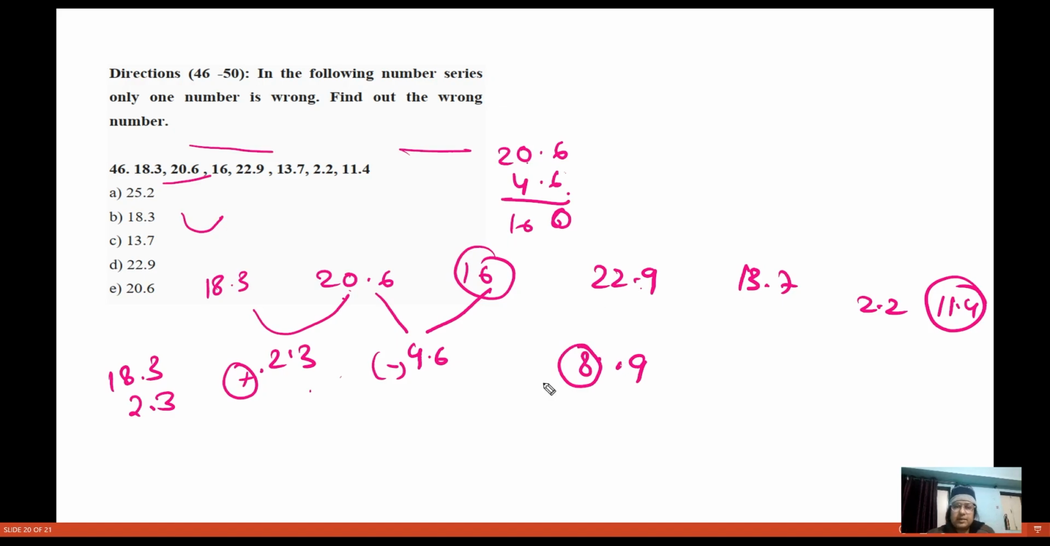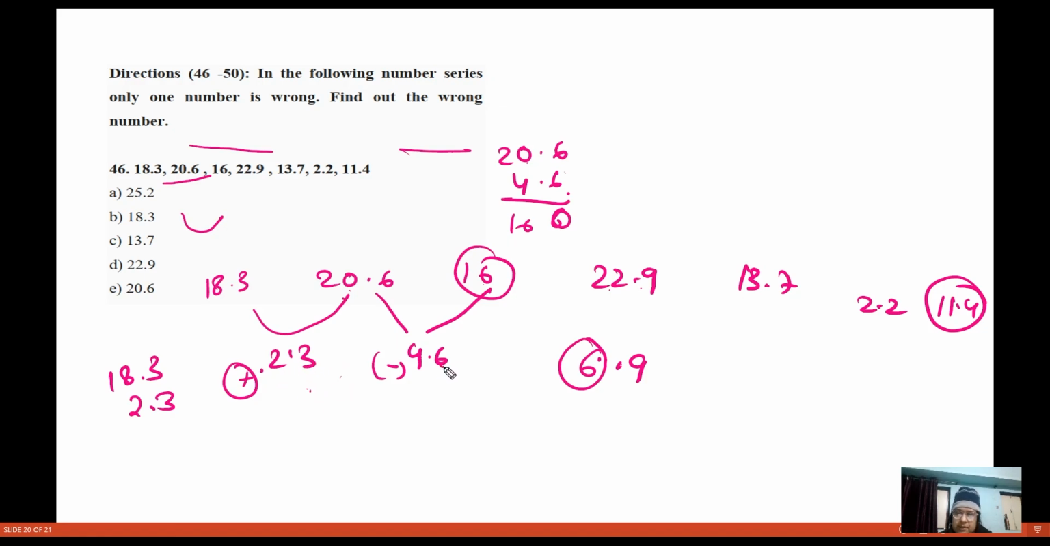Okay, no, not 8.9. Sorry. Extremely sorry. Okay, how much we are adding? 6.9. Fine, 6.9 we are adding. Fine. So this is how we are doing these questions. And then just look at the next one. Again, you are subtracting. How much you are subtracting here? So this is 22.9. This is 13.7.